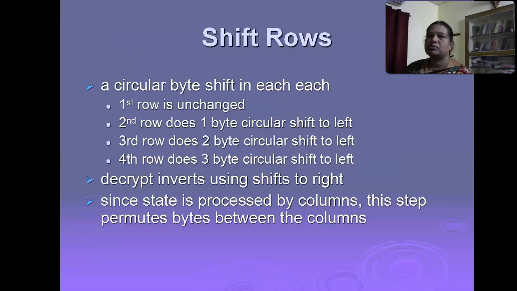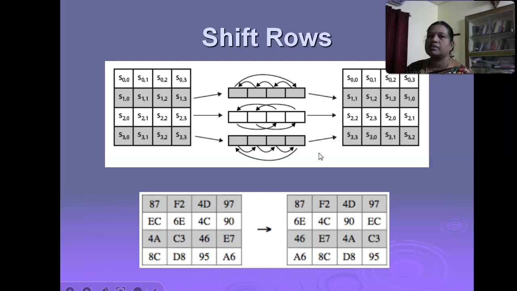Next one is shift rows, a circular byte shift in each row. The first row is unchanged. The second row does a 1 byte circular shift to the left, the third row does a 2 byte circular shift to the left, and the fourth row does a 3 byte circular shift to the left. Whatever we perform in encryption, that is shift left, we have to perform shift right in decryption. So decryption inverts using shifts to the right. Since the state is processed by columns, this step permutes bytes between the columns. And this is an example showing the shift rows.